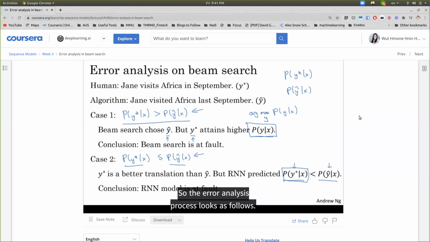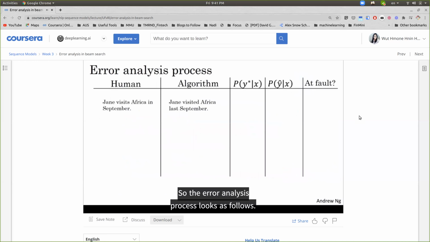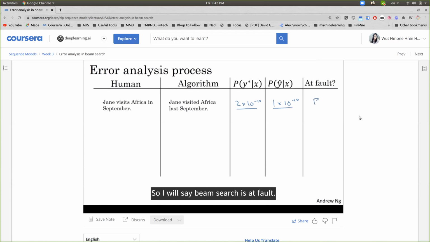So the error analysis process looks as follows. You go through the development set and find the mistakes that the algorithm made in the development set. And so in this example, let's say that P of Y star given X was 2 by 10 to the minus 10, whereas P of Y hat given X was 1 by 10 to the minus 10. Using the logic from the previous slide, in this case, we see that beam search actually chose Y hat, which has a lower probability than Y star. So I would say beam search is at fault. So I would mark that B.